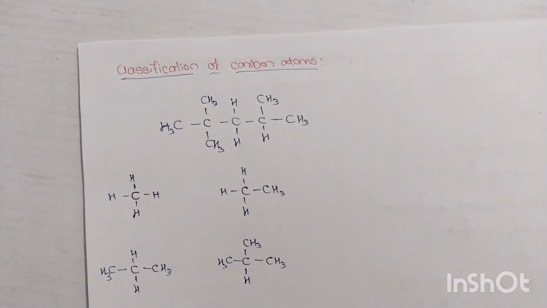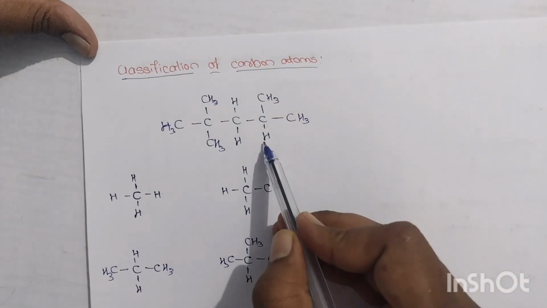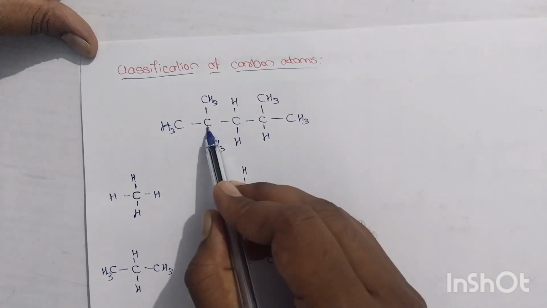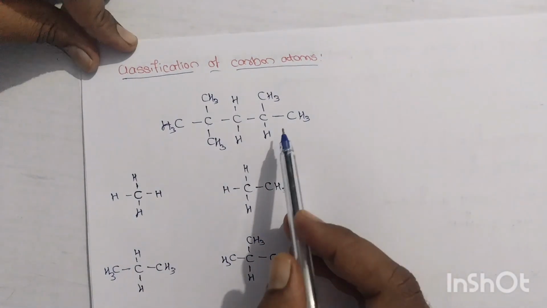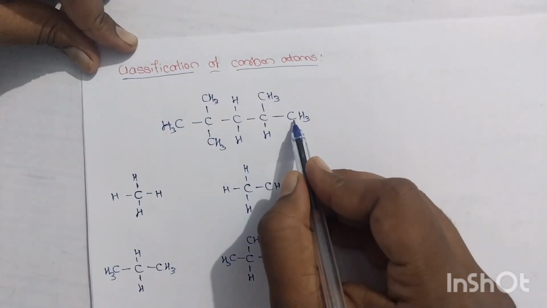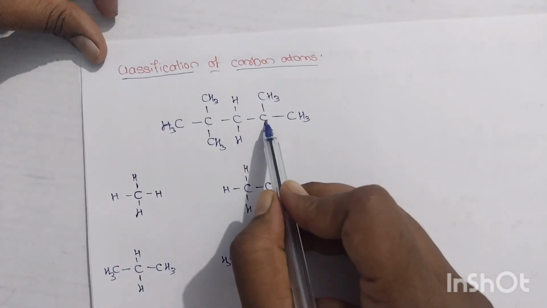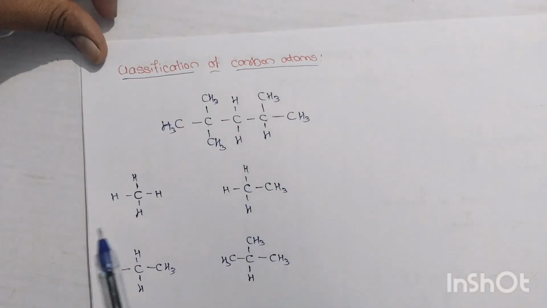Okay, now we understand the classification of organic compounds. Now we shall understand how we can classify the carbon atoms in the molecule. Here you can see that this is CH3. This carbon is attached to hydrogens, and this carbon has two hydrogens and is attached to another carbon. This carbon is attached to three methyl groups. How can we classify these carbons in a single molecule? We shall understand how we can classify these carbon atoms.